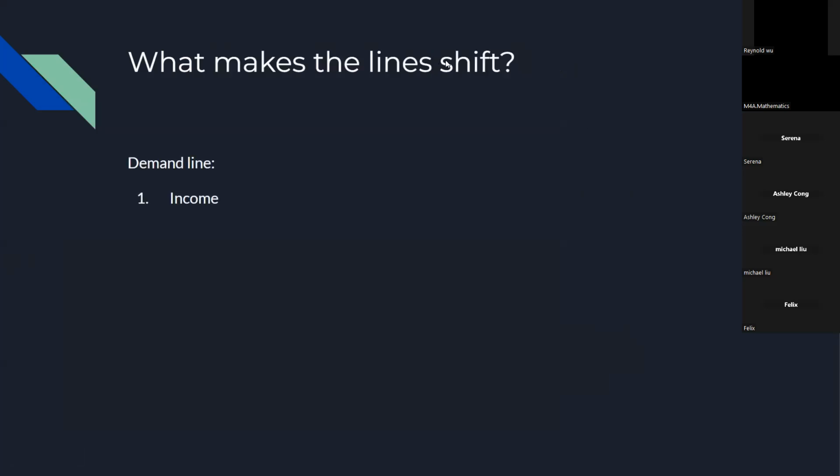So what makes the lines shift? Let's start with demand. There are 5 things. Number 1 is income, because if somebody has more money, they can buy more. That would be an increase. And so would be a decrease.